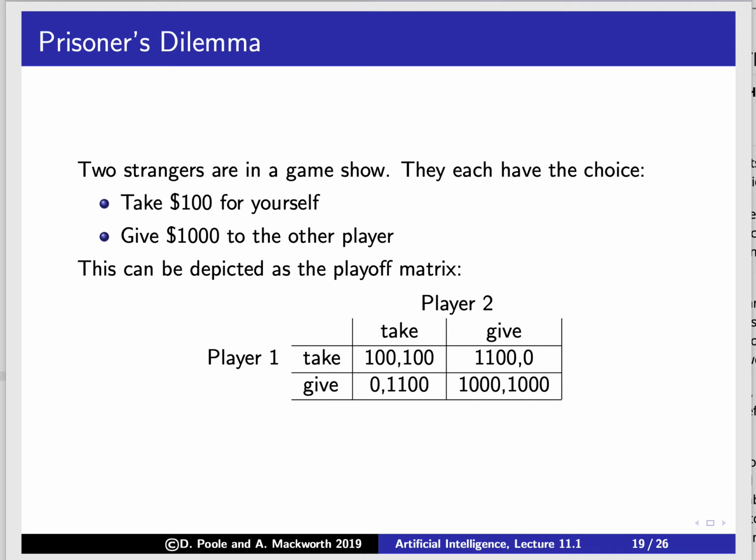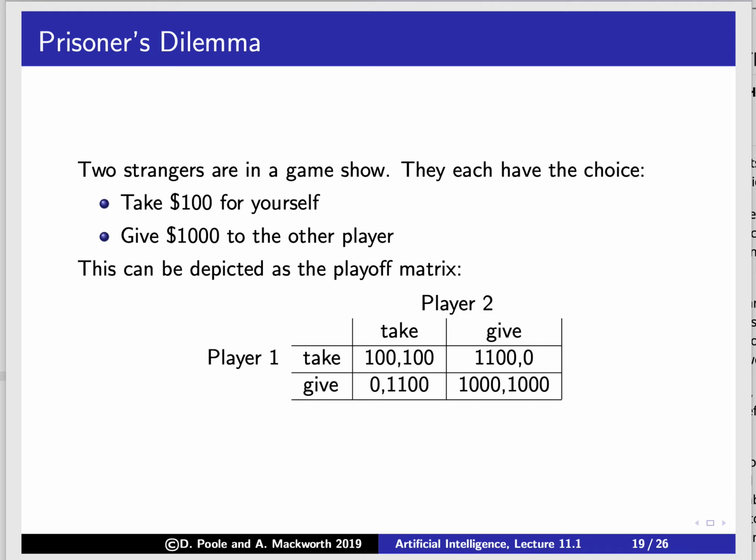All right. So here's a famous case of Nash equilibrium, and it's the instance of it I like best. There are two strangers in a game show. They each have a choice. They can take $100 for themselves, or they can give $1,000 to the other player.